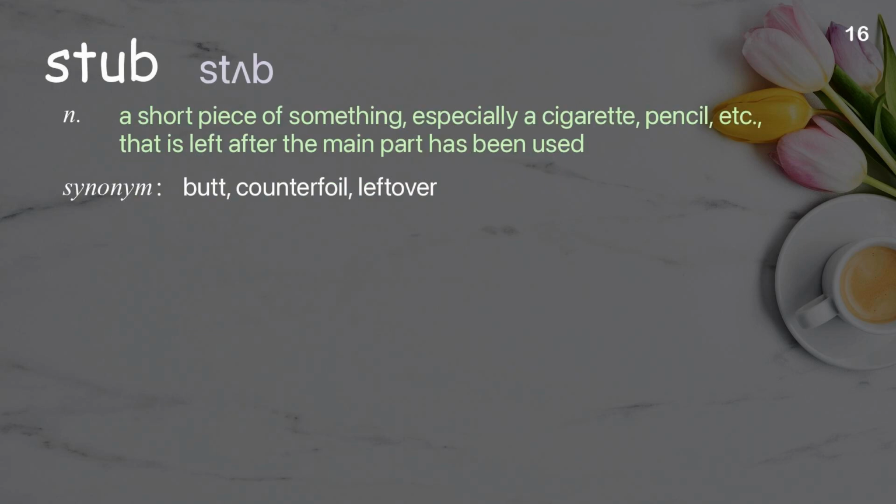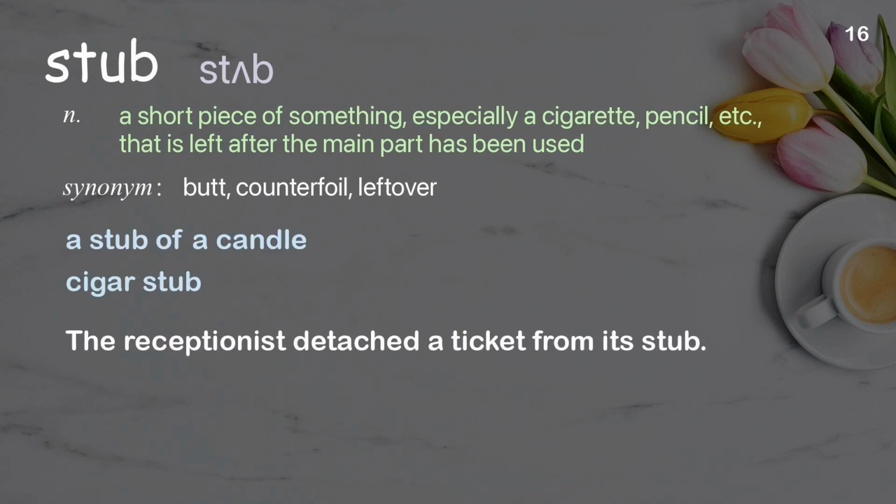Stub. A short piece of something, especially a cigarette, pencil, etc., that is left after the main part has been used. Examples: A stub of a candle. Cigar stub. The receptionist detached a ticket from its stub.